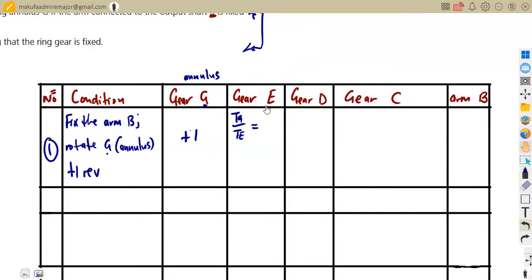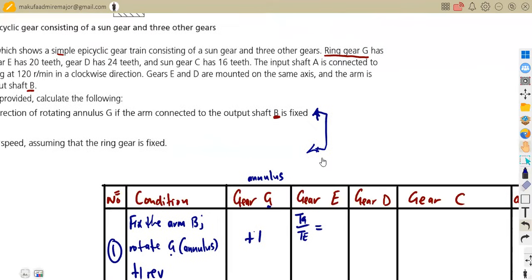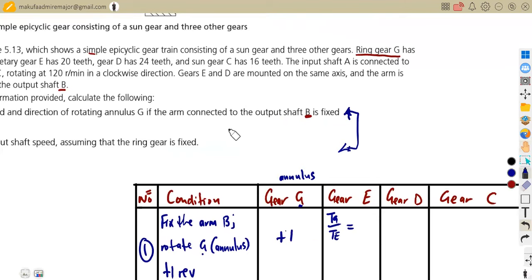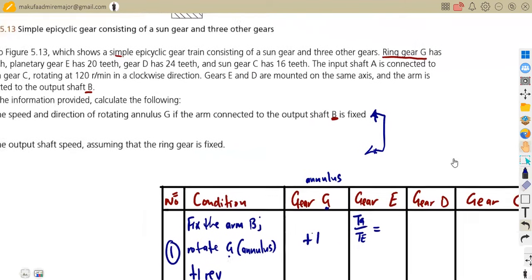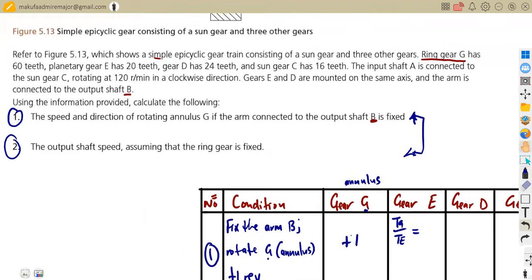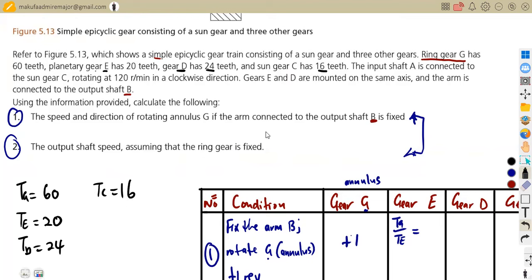All right, from the number of teeth we are given, I did not list these ones. Let us have here from our information. This is what we are given. G has got 60 teeth. So TG, it's 60. The planetary gear E, 20. So TE, it's 20. Gear D is 24. So we have got TD, which is 24. The sun gear 16, TC it's 16.